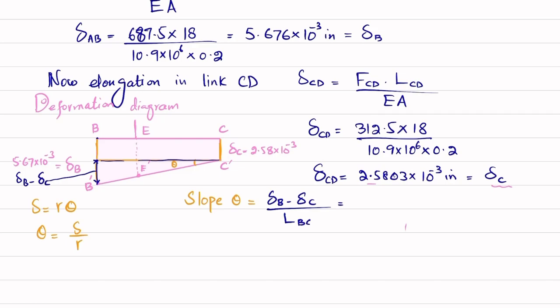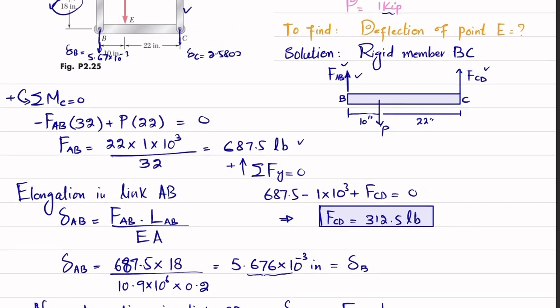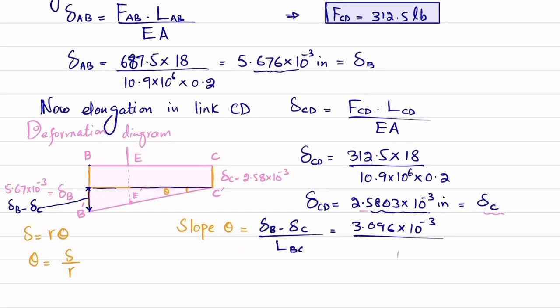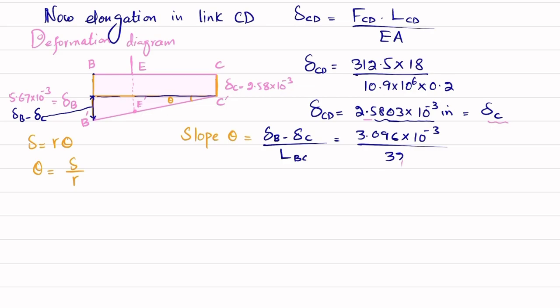So if you subtract del C from del B, you will get 3.096 into 10 to the power minus 3, divided by the length of BC, which is total 32. So I will write it 32. When you solve this, you will get theta is 96.759 into 10 to the power minus 6 radian. Now you have this theta.